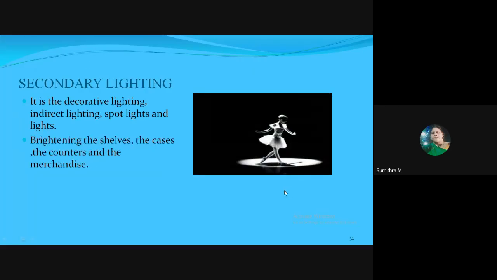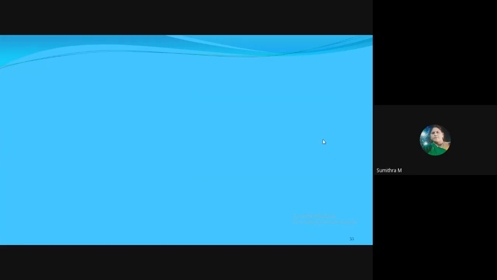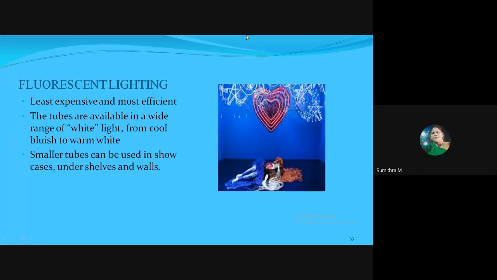The secondary lighting is decorative lighting, indirect lighting, spot lighting and so on. It brightens the shelves, cases, counters and the merchandise. For example, this is one type of secondary lighting. See, the whole thing will be dark. That particular mannequin garment is going to be emphasized with the help of lighting. That is named decorative or secondary lighting. Fluorescent lighting is very common. Mostly it will be white or bluish or light orange.